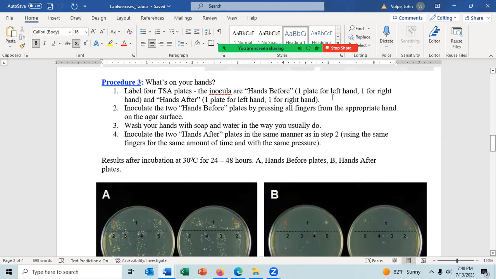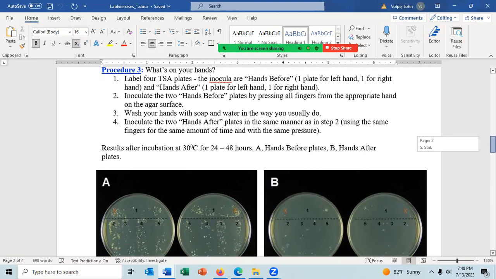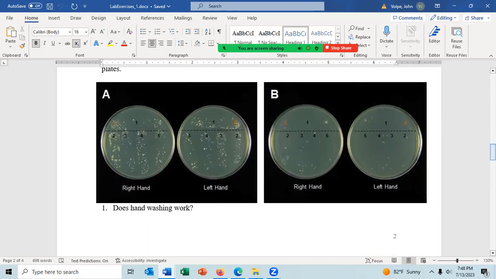Procedure 3, we're going to sample your hands. You do not need to answer what's on your hands. What you do is you sample your hands before you wash them and after you wash them. You're washing your hands appropriately with soap and water. And you do need to dry your hands because the water on your hands will wick the microbes on your hand to the agar of the plate.